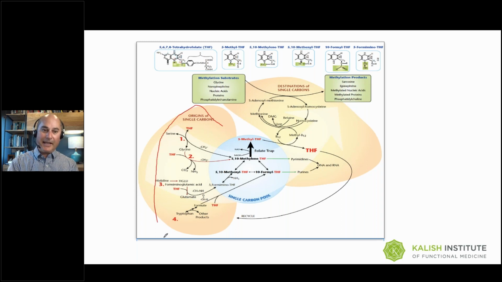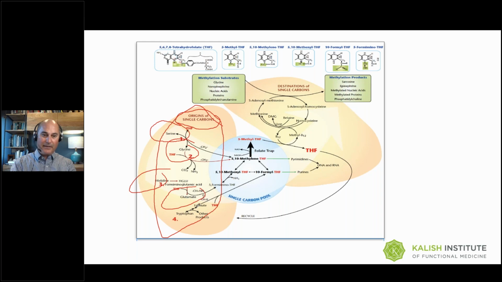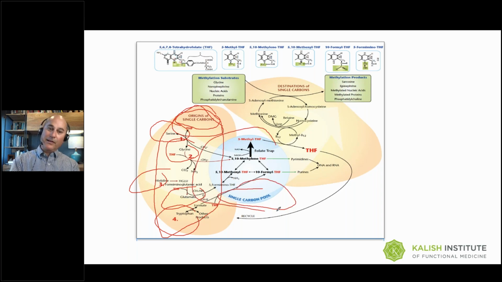So your body takes single carbons. The origins of those single carbons are amino acids, including serine, glycine, histidine, glutamine, and tryptophan. So those 5 amino acids contribute the carbons to the single carbon pool. It's like a swimming pool. You can see the color there. It's a pool of carbons. And then those carbons end up ultimately up here.